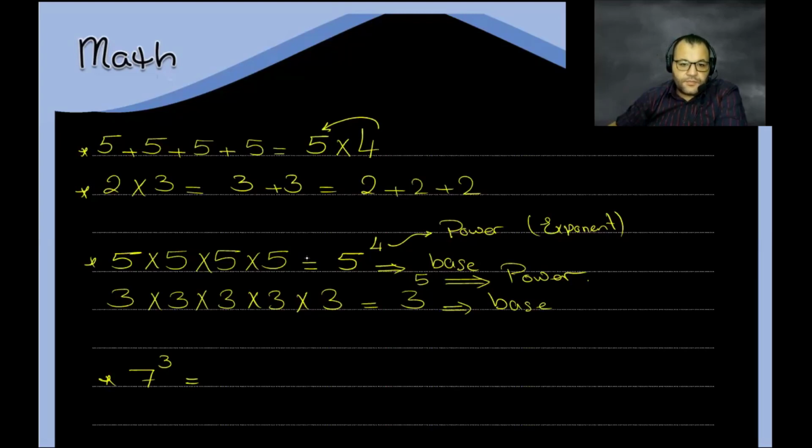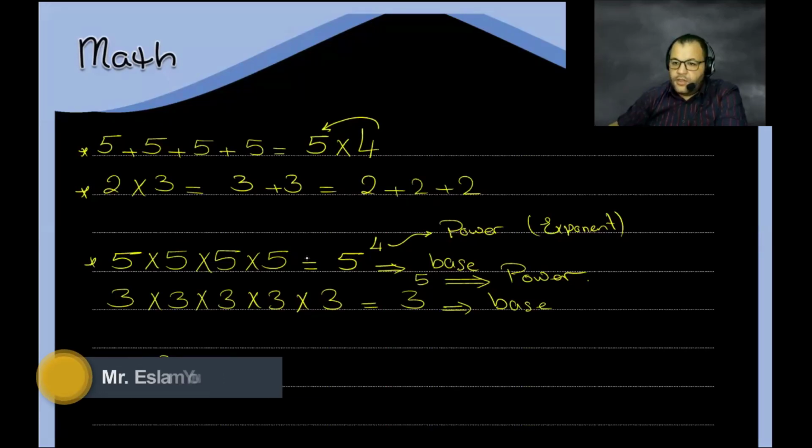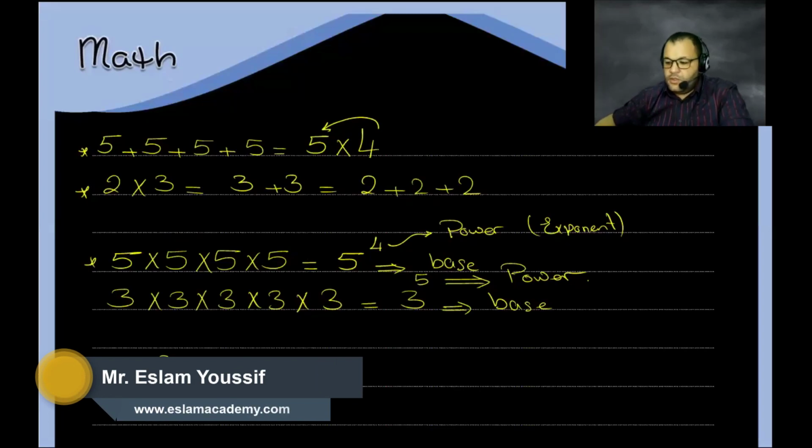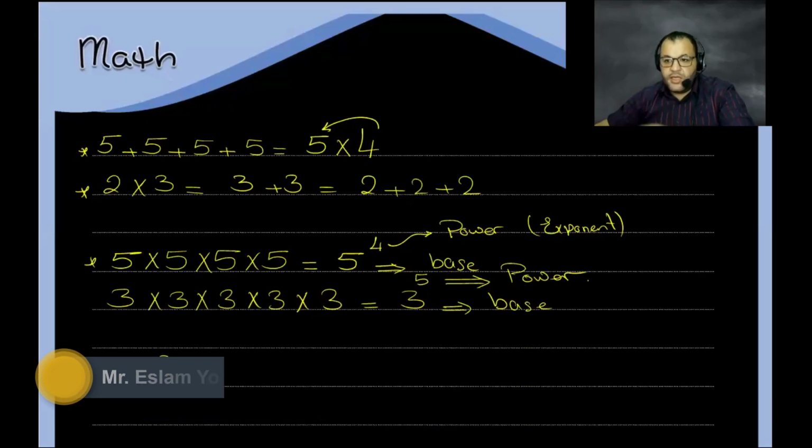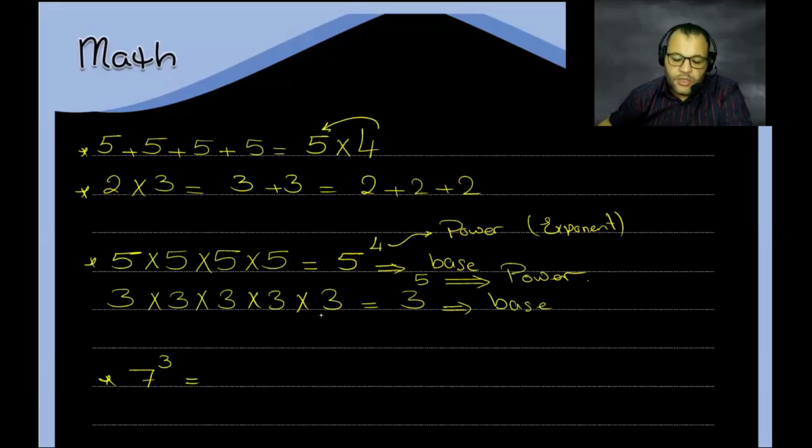Walid, can you solve this one, please? 7 to the power 3. Convert 7 to the power 3, the exponent form, to multiplication. I need to convert to multiplication. 7 multiplied by 3 multiplied by 7 multiplied by 3. No. When I say 7 to the power 3, it means you repeat.